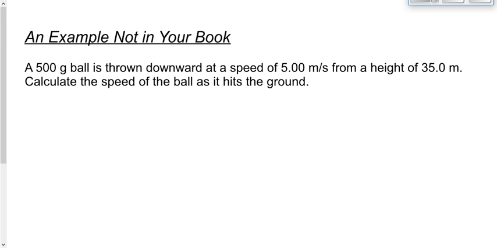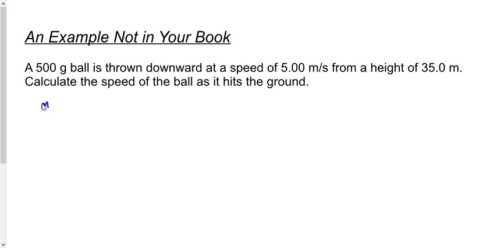Let's have a look at an example. This is much like the example that we just did, except we hadn't actually calculated the value in the problem that we were just looking at. So it says a 500-gram ball was thrown downward at a speed of 5 meters per second from a height of 35 meters. We want to find the speed of the ball as it hits the ground. Now, we know that we could use VF squared is equal to VI squared plus 2AD to solve this question. It's a group B problem, right? We're not going to, because I want to give you experience with conservation of energy. But we know that we could.